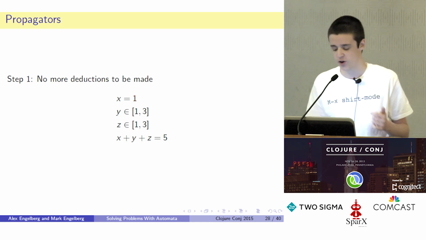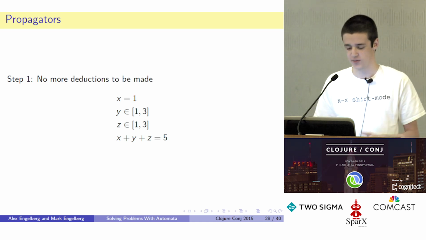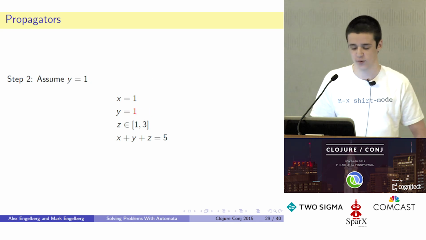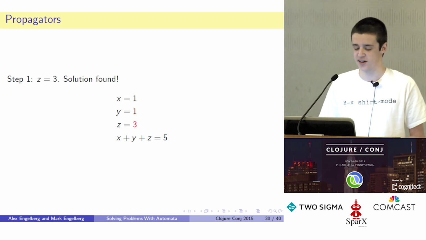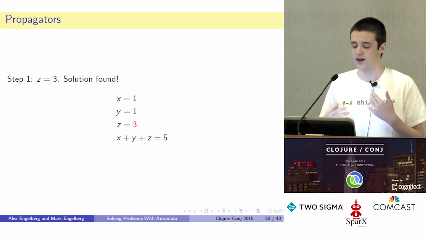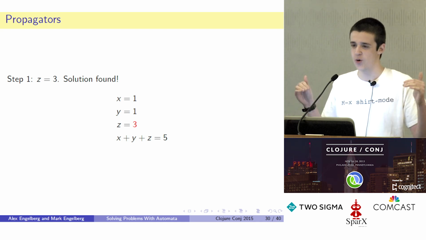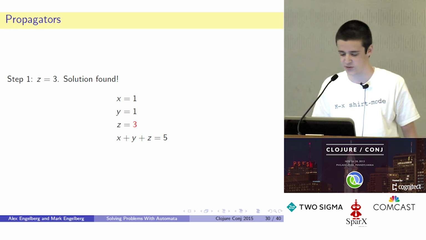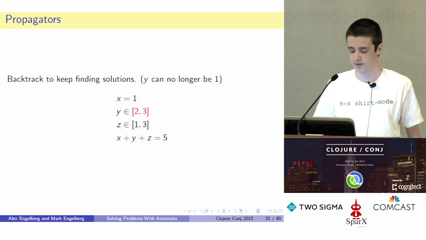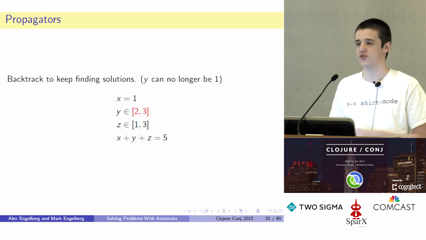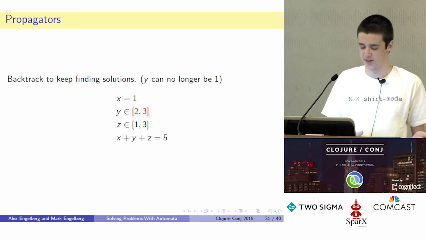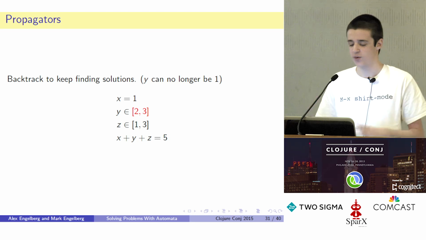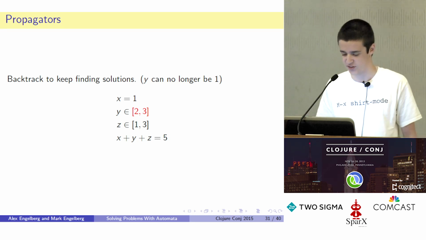Here we go back to the propagator step, and there are no more deductions we can make. So we make another random stab in the dark and say y equals 1, and then see what happens. Our propagator kicks in again and says z equals 3. So now we have a solution. That very quickly honed in on one possible solution. After that, if we want to continue finding solutions, we would backtrack and say, okay, remember that time when I said y equals 1? Now y is not 1. Now let's see what happens. I'm not going to show the rest of the search, but that's basically the gist of propagators.